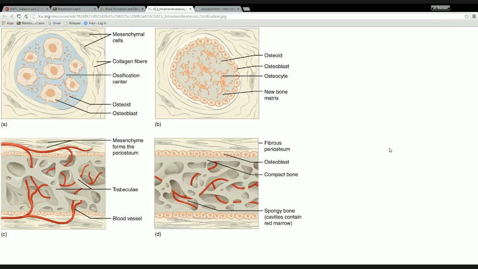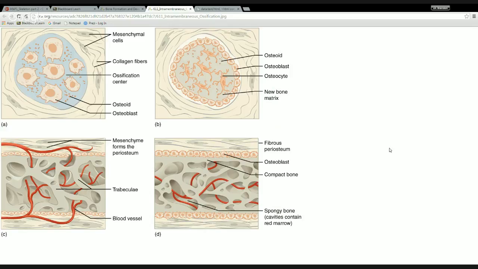What's not drawn into these pictures is the spaces within the spongy bone here, where we do see the blood vessels, will also be filled with red bone marrow.